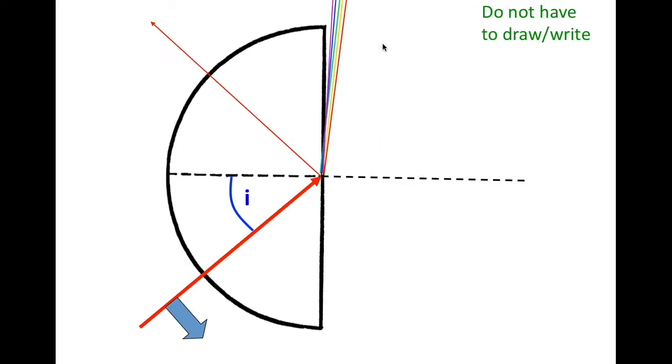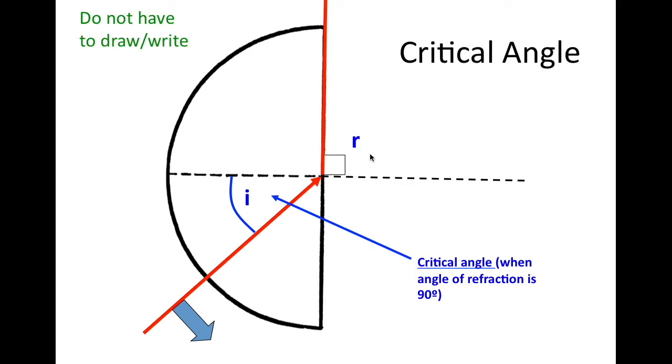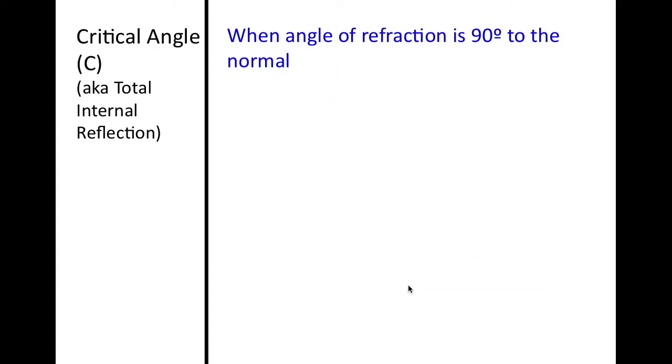If we again move the direction of the incident ray more to the right, down here, then the angle of incidence gets larger and the refracted ray moves even further from the normal. If we move the incident ray more, we would eventually get to a point where the angle of refraction would be 90 degrees to the normal, as seen here. At this point, the angle of incidence is said to be the critical angle. Here is the angle of incidence, and we call this the critical angle. Let's go ahead and write that in the notes. So critical angle is when the angle of refraction is 90 degrees to the normal.